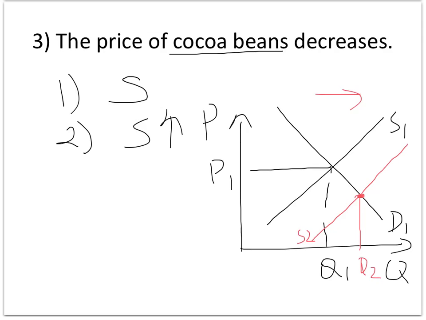As you see, there will be more hot chocolate produced. Since there is more hot chocolate produced, the price of the hot chocolate will be lower. So price will decrease, but quantity will increase.